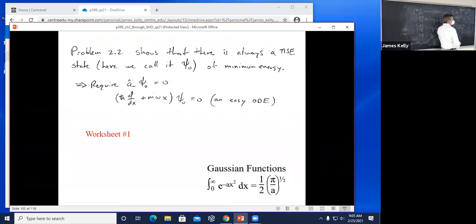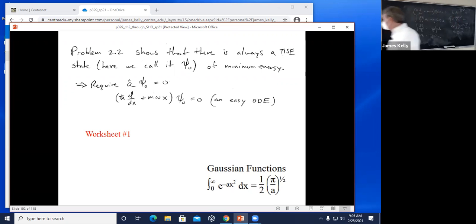Tell me if I've missed a constant here, and we're going to require that that equals 1, and therefore figure out what a has to be. The 2 cancels the 1/2 there, and that means that a has to be m omega over pi h bar to the 1/4 power.